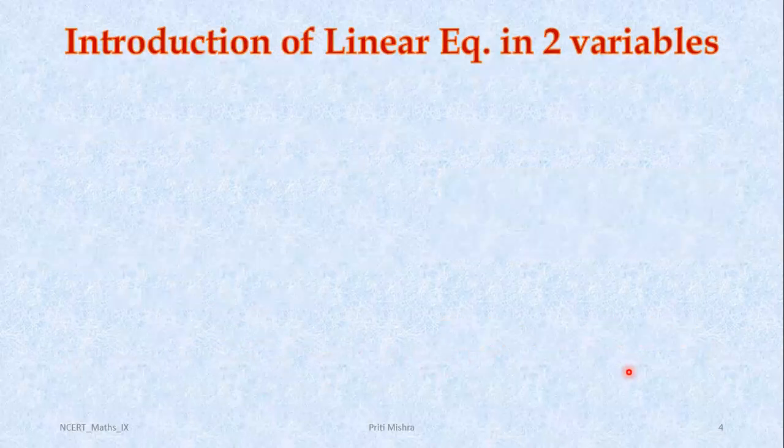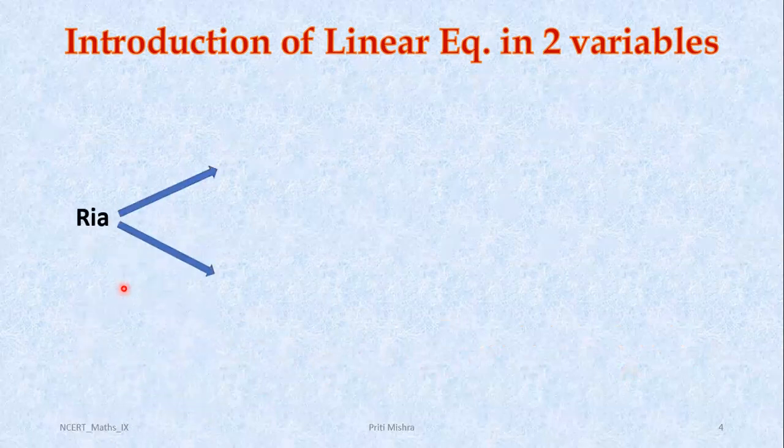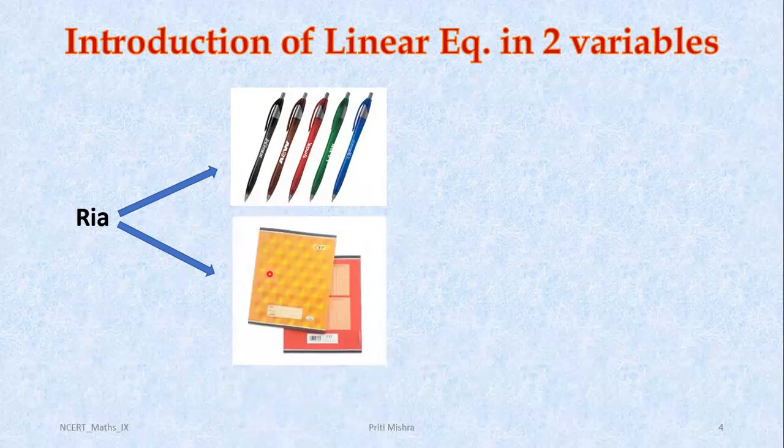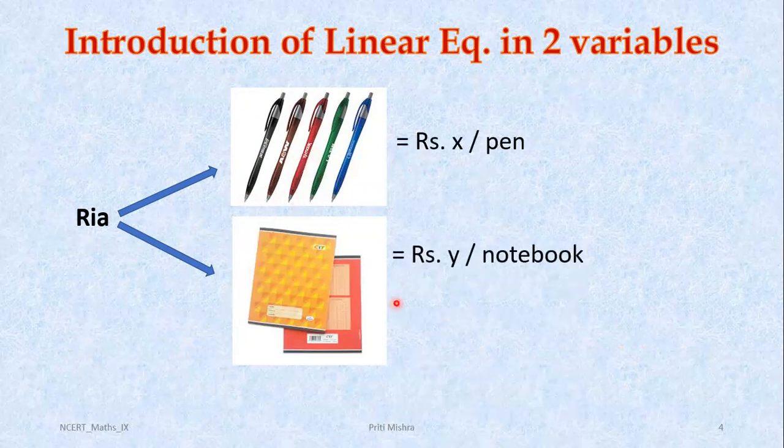Now let's find out the introduction of linear equations in two variables. Suppose there is a girl Ria who goes to the market to shop for some stationery items. She bought 5 pens and 2 notebooks. The cost of each pen was x rupees and the cost of each notebook was y rupees. The shopkeeper asked her to pay 100 rupees. How could he calculate that?